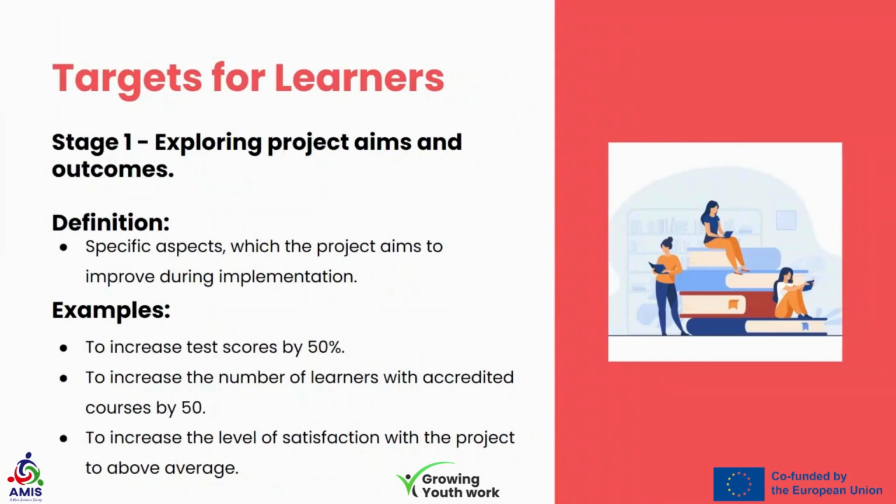Targets for learners. Targets for learners are the specific aspects which the project aims to improve during its implementation phase. Examples of these targets for learners could be to increase the test scores of students by about 50%. It could be to increase the number of learners or students with accredited courses by 50 people, or to increase the level of satisfaction with the project or program to above average.